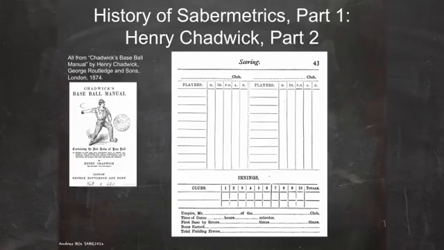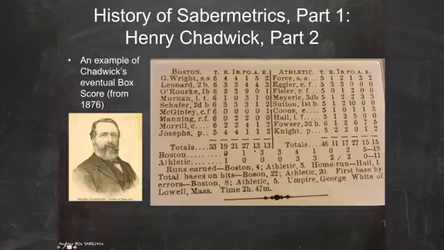Now let's show you an example of one of Chadwick's box scores. This is from a game in 1876 between the Boston Red Stockings and the Philadelphia Athletic. And as before, what's listed here are each of the players and their positions. Now, there's a typo here on the Boston lineup. Schaefer that season always played third base, so this must be just a typo in the newspaper.